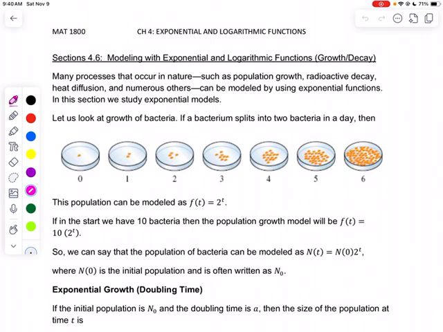I'm going to write here t, so time is in days. On day 0, the initial time, we have 1 bacterium. Let me say n denotes the number of bacteria. Then we have 1 here. On day 1 there will be 2. On day 2 there will be 4. On day 3 there will be 8, because we are always doubling the amount from the previous day. So now it will be 16, 32, 64, and it keeps going.